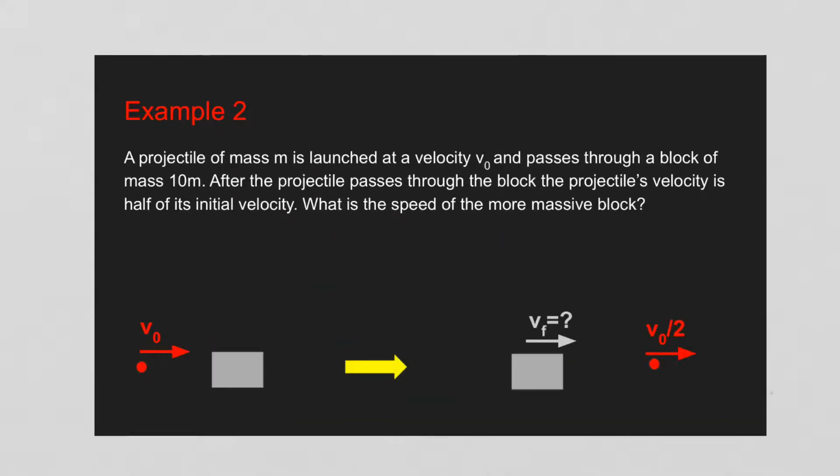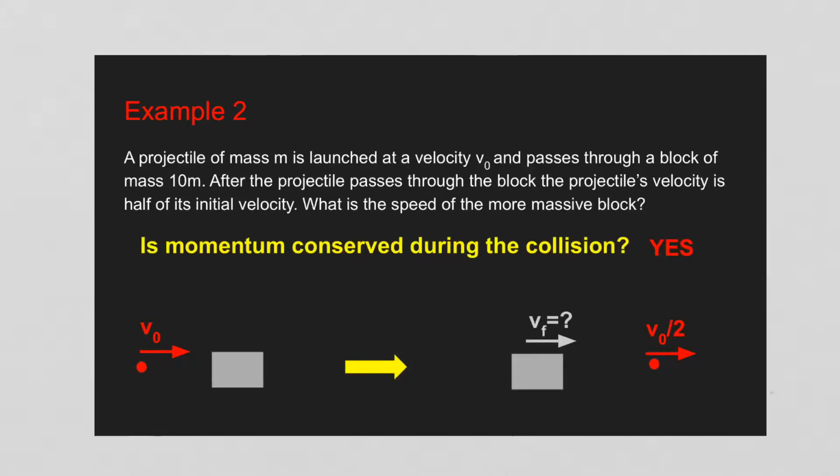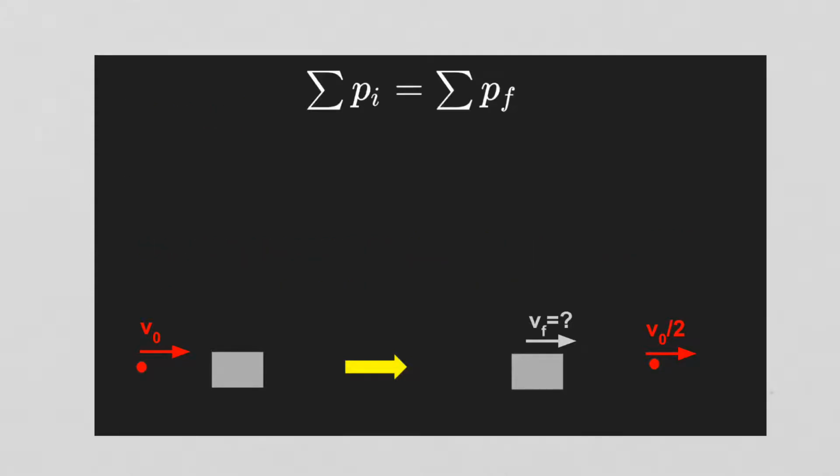Now let's look at another example where we have a projectile. The projectile is going to pass through this block. So where are we going to start? Is momentum conserved? You betcha. Can you track all the energy? Well, no, because some of the energy is lost making a big hole in the block, making it look less block-like, and we don't know how much energy is there. So we'll start with what we do know, momentum conservation.